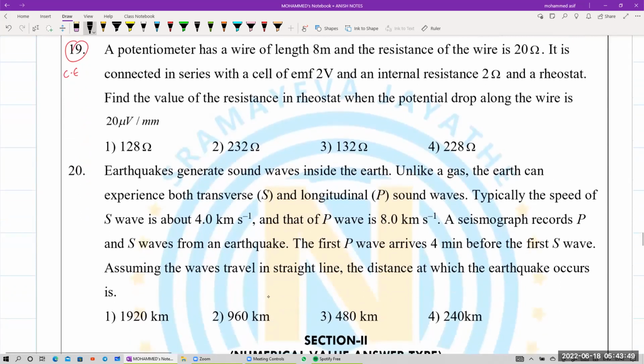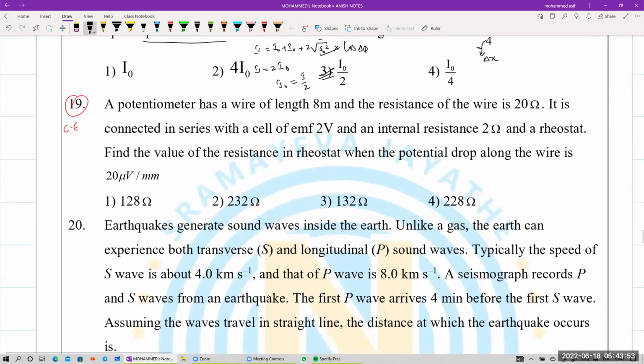Look at the 19th one. Potentiometer. A potentiometer has a wire of 8 meters and the resistance of the wire is 20 ohms. This is the potentiometer wire. What length is given to us? 8 meters. What is the resistance of the potentiometer wire? 20 ohms.